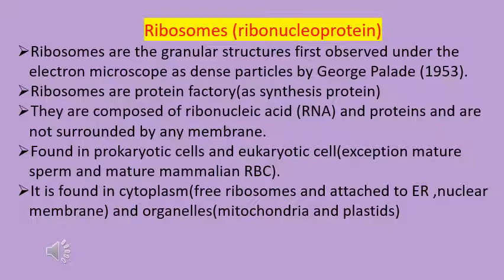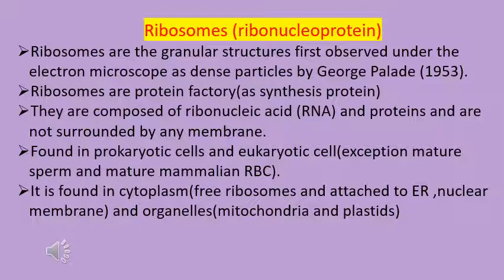So there is no membrane present outside, or you can say this is not a membrane bounded organelle. The ribosomes are found in both prokaryotic cells as well as eukaryotic cells, but some exceptions are always there. The exception is the mature sperm and mature mammalian RBC. In these cells, the ribosomes are absent.